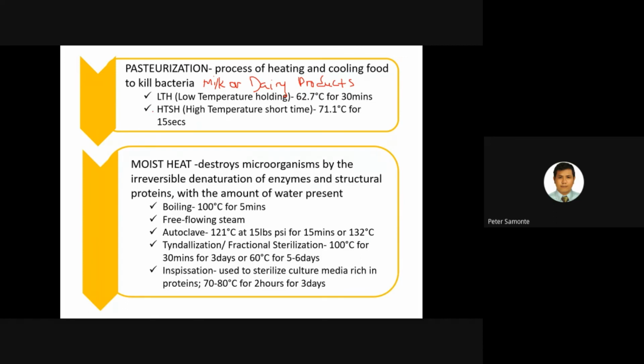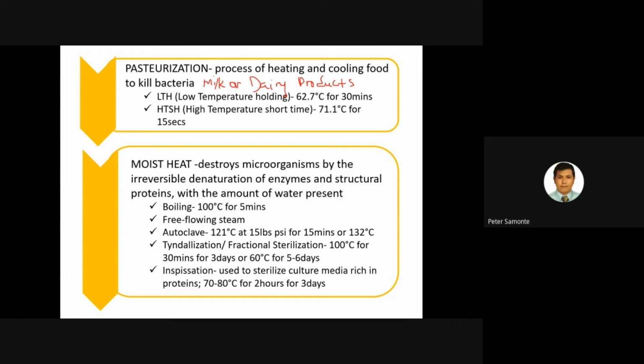Another one would be moist heat. This destroys organisms by the irreversible denaturation of enzymes and structural proteins, with the presence of water. In moist heat, class, there are many methods. We have boiling, done at 100 degrees centigrade for 5 minutes. Then we have free-flowing steam. Under free-flowing steam, we have the autoclave.